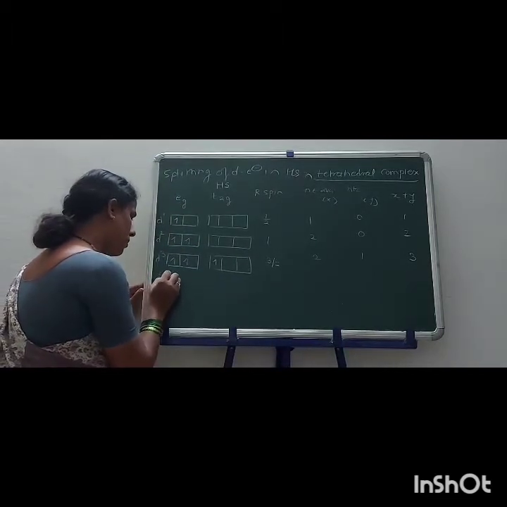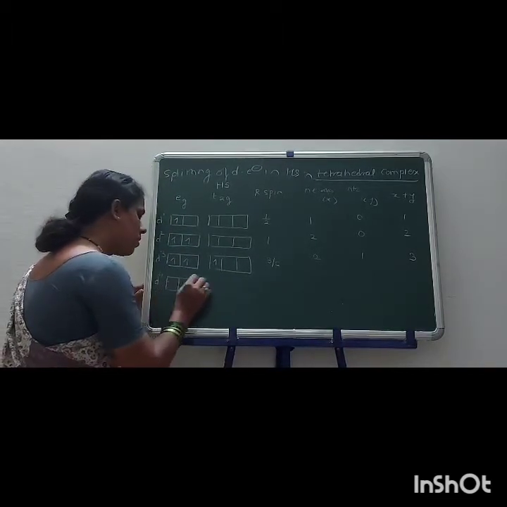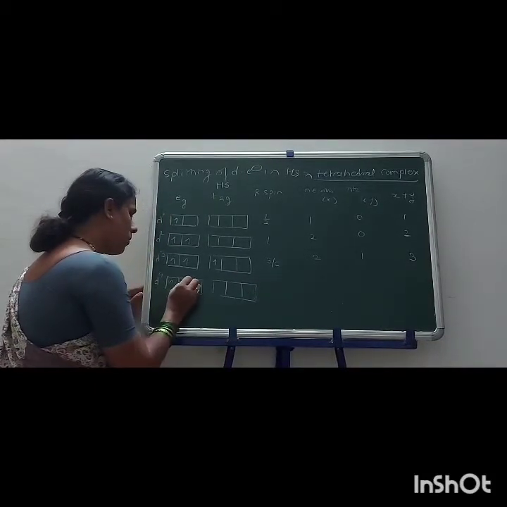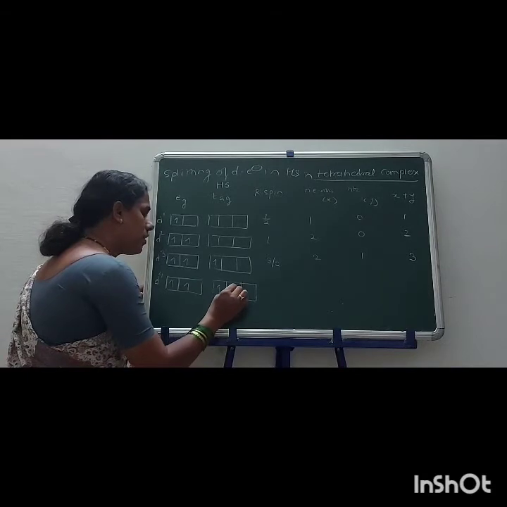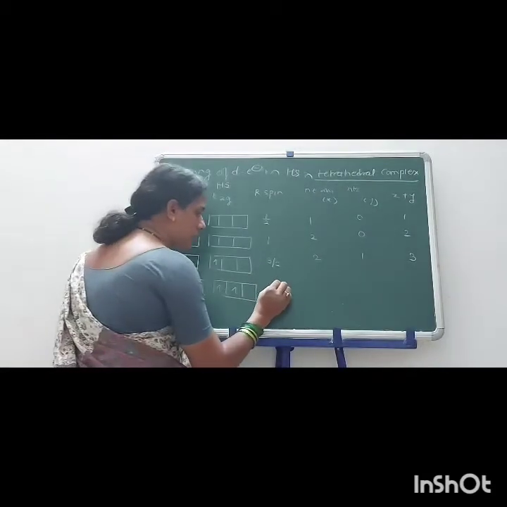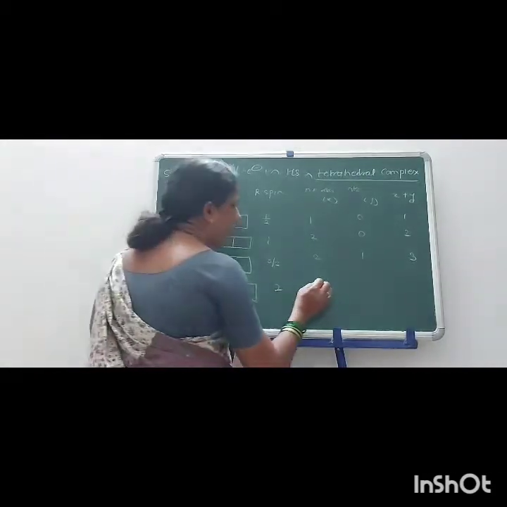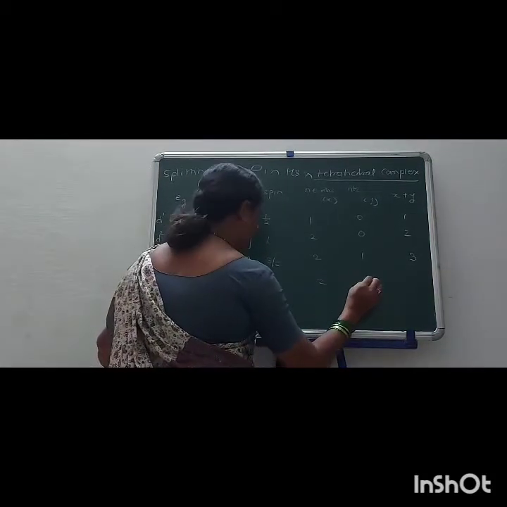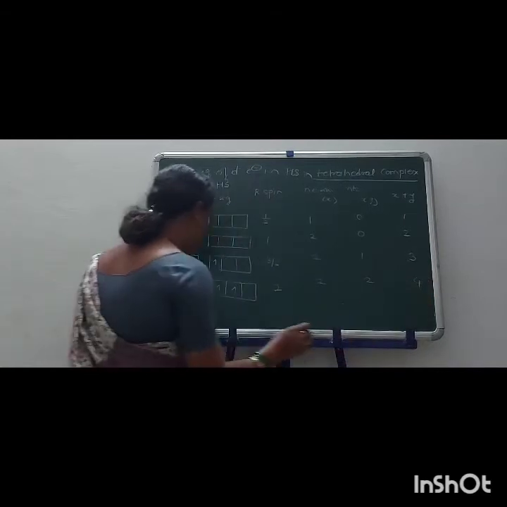For D4, what happens here? 1, 2, here also 1, 2, 3. So for D4, 1, 2, 3 and here 4. What is the resultant spin? That is equal to 2. Therefore net electrons equal to 2, and here also 2, that is equal to 4.